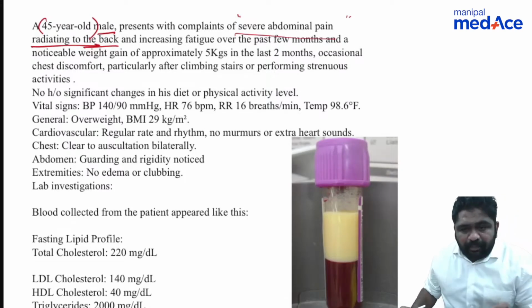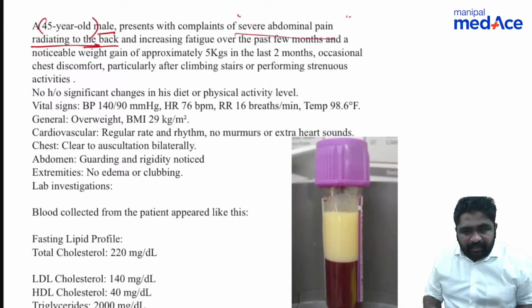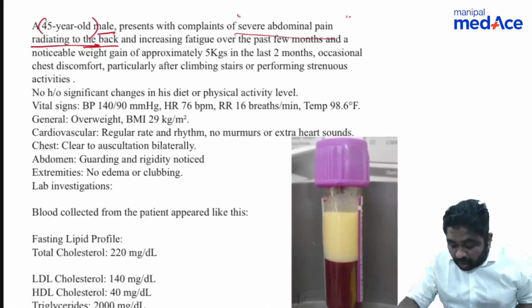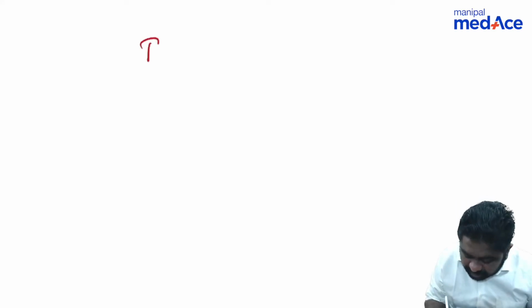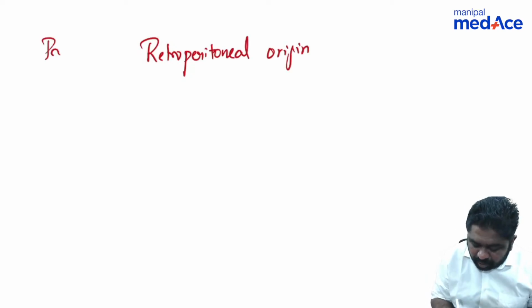You are speaking about pancreatitis. You can actually say pancreatitis because you know this condition is hyperchylomicronemia. But what I would want you to understand is whenever there's an abdominal pain radiating to the back, think of it as a retroperitoneal origin. Point number one. Now the pain has retroperitoneal origin.